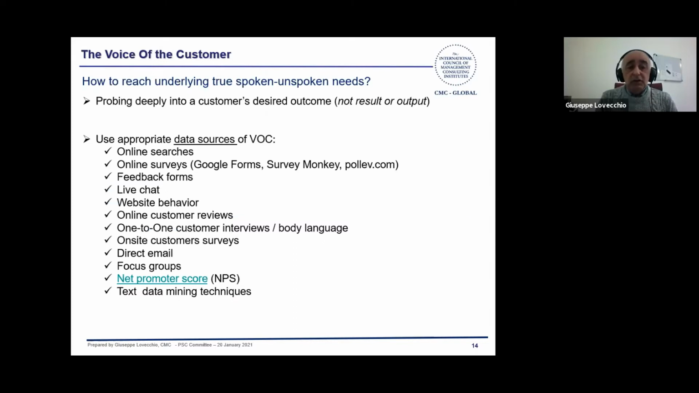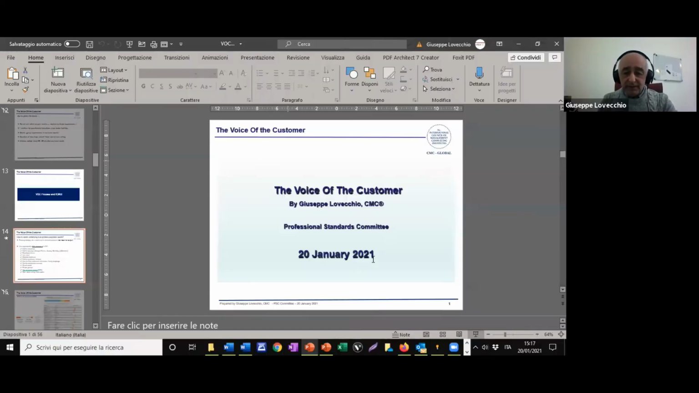Normally we start by using some appropriate data sources to capture the voice of the customer. Many of you know them for sure: searches, surveys, live chat, customer behavior, customer surveys, focus groups, which are of course used as a marketing tool to understand well what the customer thinks. Net Promoter Score is a technique with which we can capture data sources in a quantitative way. And it's then really interesting to explore data mining techniques, which we can see later. I show you two examples of a survey and of this Net Promoter Score through the internet.